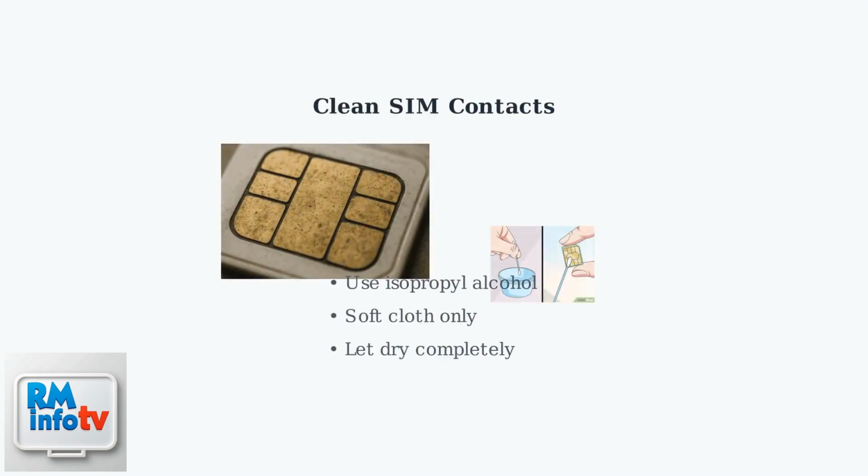First, ensure your SIM card is properly seated in the tray. Make sure it's snug and not warped. If needed, consider getting a replacement tray from T-Mobile. If contacts are dirty, gently clean them with isopropyl alcohol and a soft cloth. Avoid scratching the gold surfaces.